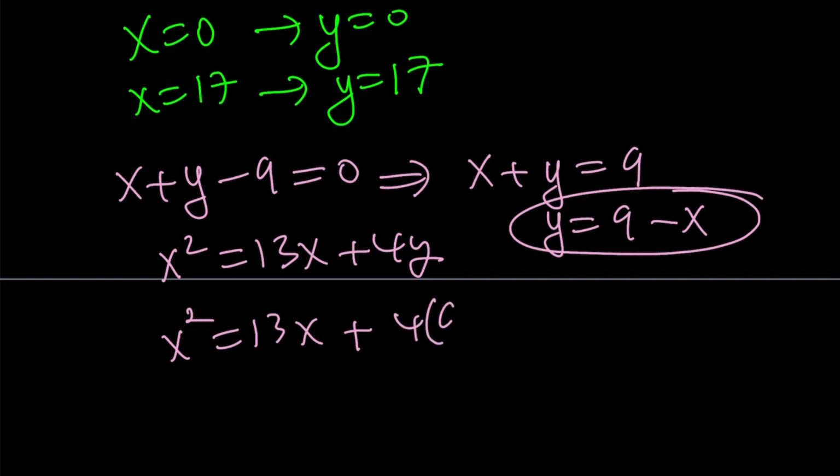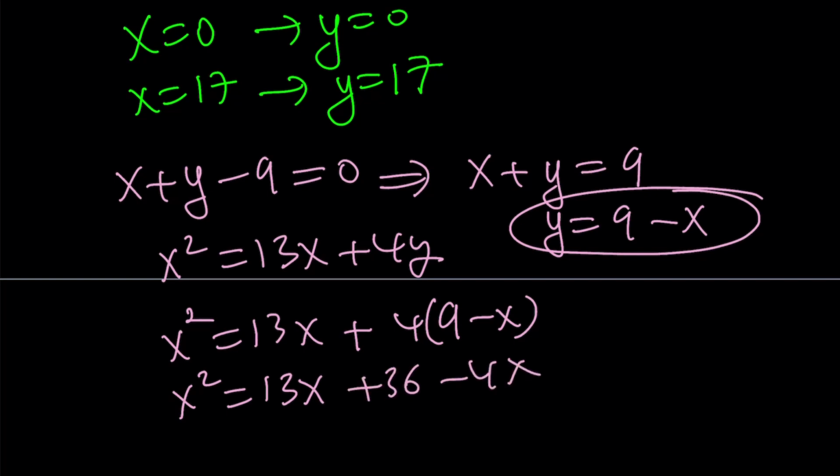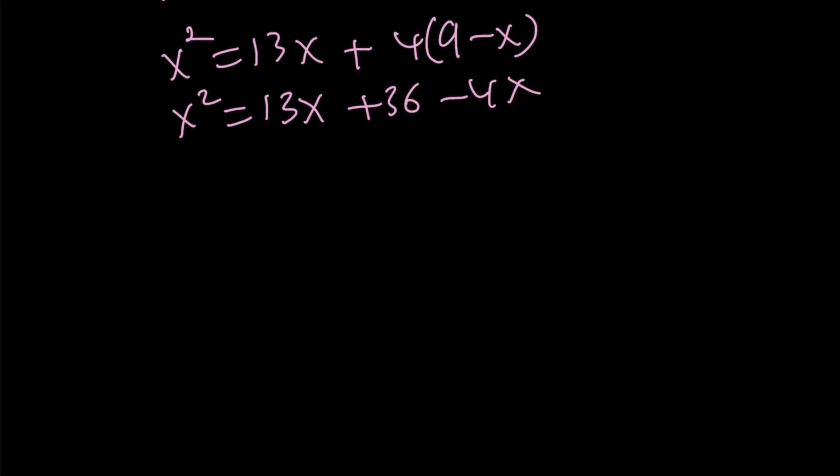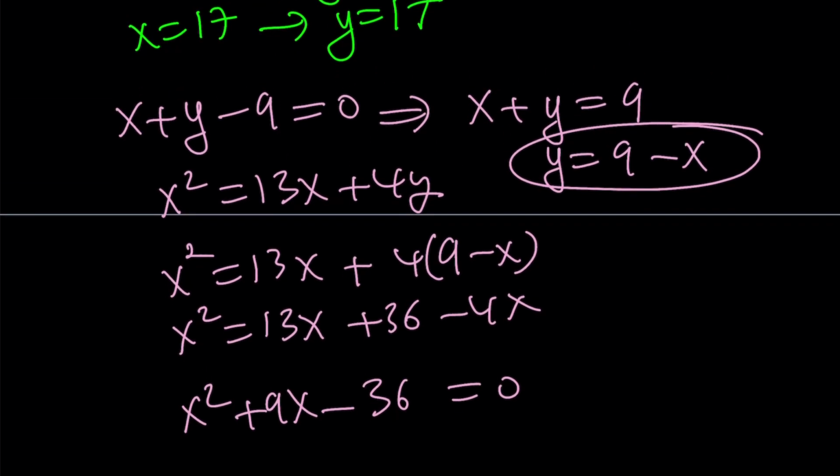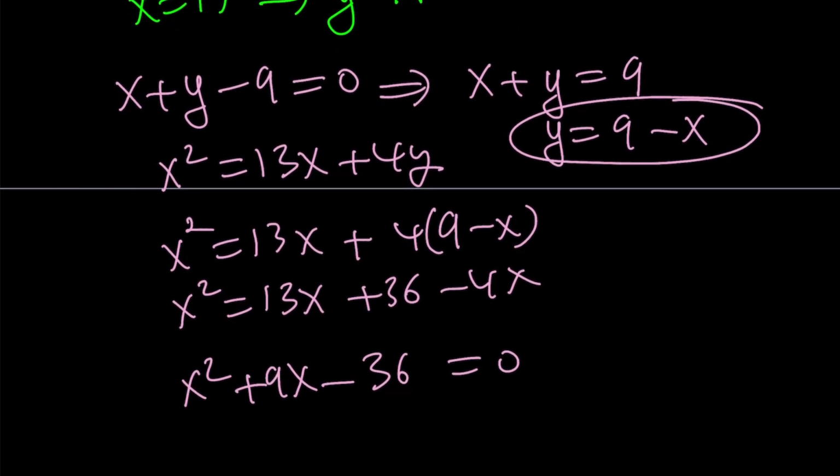You're going to get 4 times 9 minus x. And this is going to give you x squared equals 13x plus 36 minus 4x. And this is going to give you negative 9x, but it's going to be positive 9x on the left-hand side and negative 36 on the left-hand side. And now you're looking for two numbers whose product is negative 36 and whose sum is 9. And those numbers are, right? From here, you're going to get the following. X minus, let's see, okay. X equals 13x. I hope I didn't make a mistake because something doesn't look right to me.